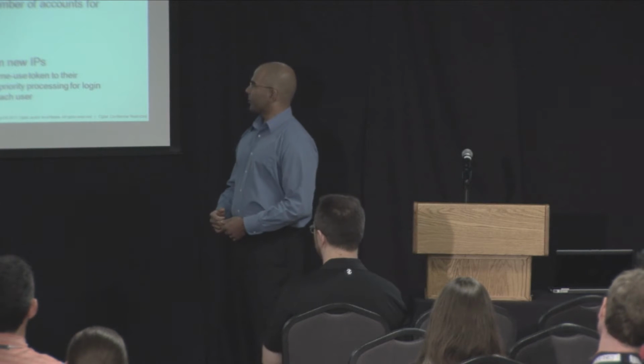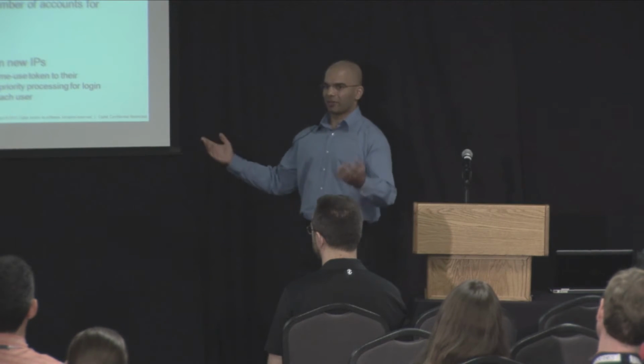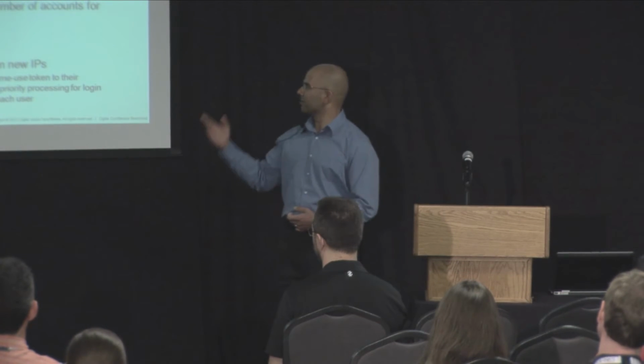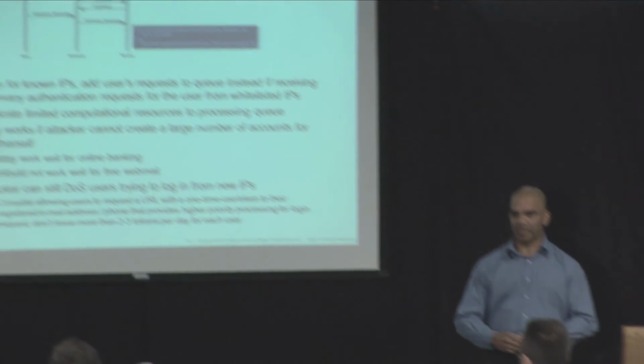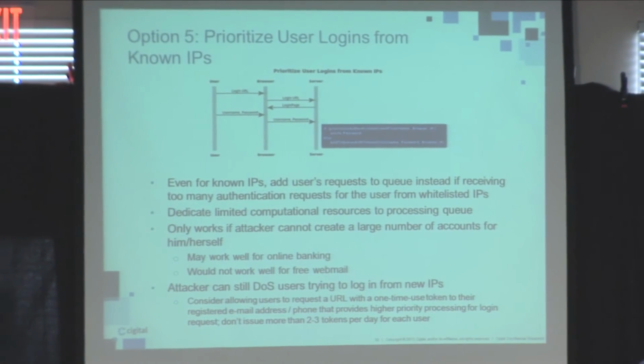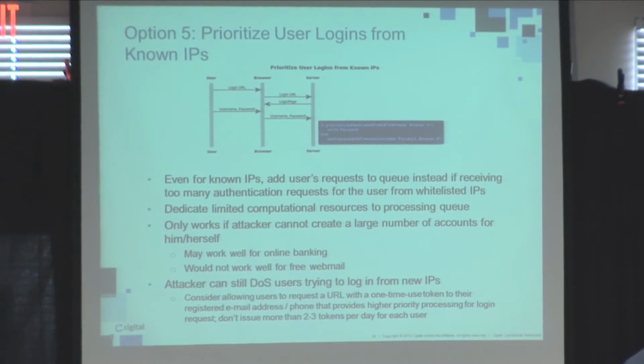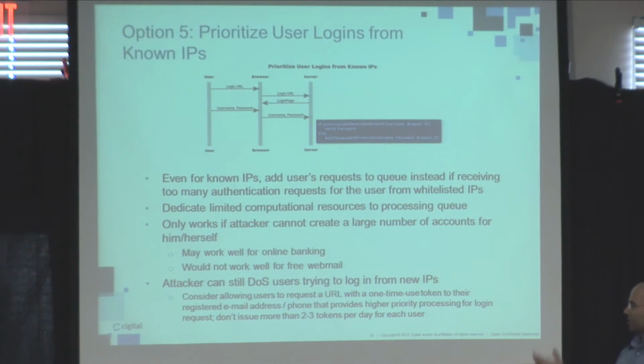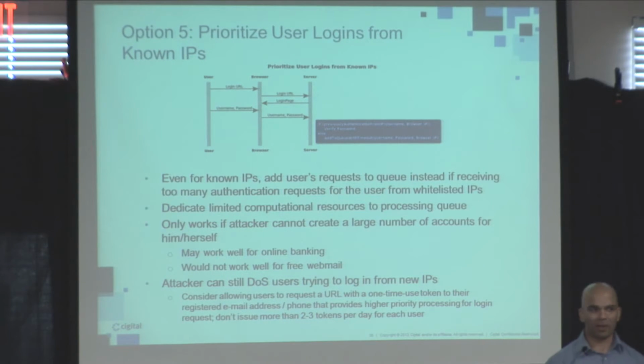Now, this approach will only work if the attacker can't just create 100,000 accounts for himself and log in from various IPs, so that he's got 100,000 accounts and a bunch of IP addresses that he can launch this attack from. So this type of approach might work well for online banking, but probably not for something like free webmail, for obvious reasons. Now, the attacker in this particular case can still cause a denial of service for users that are trying to log in from new IPs, and we can use the same sort of approach as before. We can issue tokens at a limited rate to allow users to bypass this.